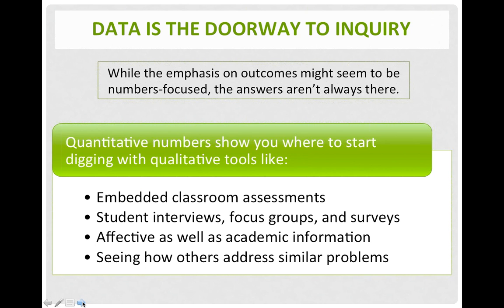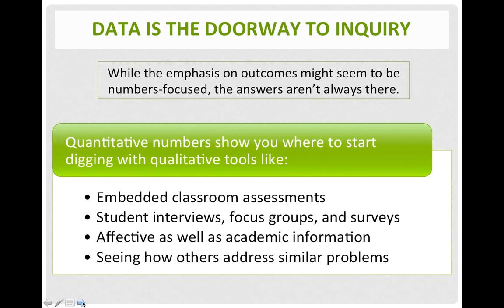So really, I think data is the doorway to inquiry, because you start with that quantitative number, and that's going to have you realize that there are other things that you need to understand, and the way you're going to get to that deeper understanding is usually not through numbers alone. So you'll move from the realm of the quantitative, those numbers, to the qualitative. And this is a place where you may be very comfortable and very experienced.